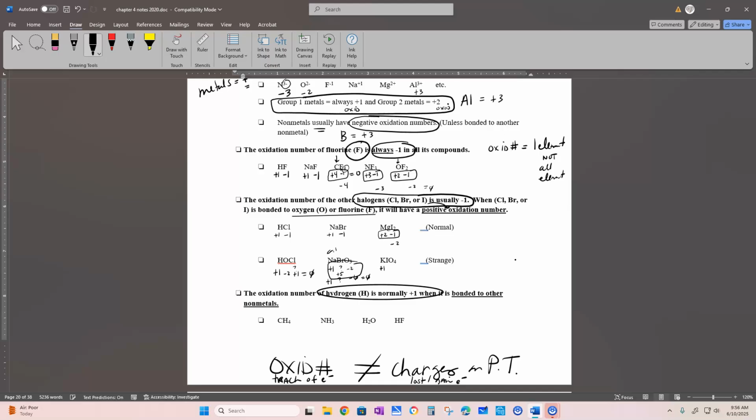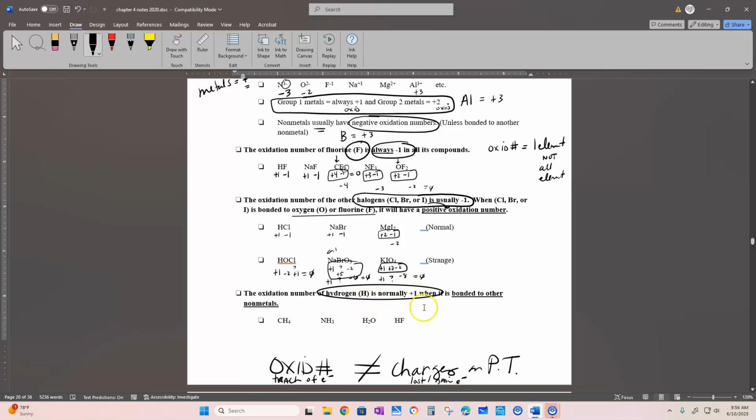Potassium's group 1, +1. I don't know iodine, but oxygen, -2 times 4, -8. I need this to be 0. So 1 plus something minus 8, that must mean iodine is +7. All right, probably doesn't seem too bad, just with a lot of rules.